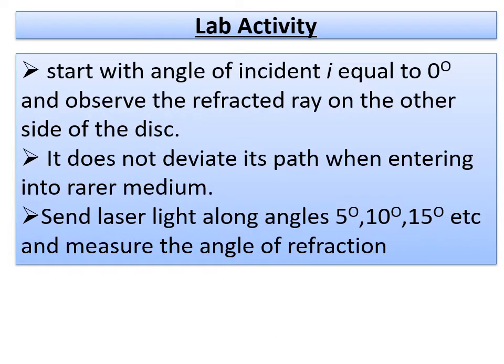Start with the angle of incidence equal to 0 and observe the refracted ray on the other side of the disc. It will not deviate its path when entering into the rarer medium because we know that angle of incidence is 0. Angle of refraction also will be 0, whether it is air to glass or glass to air. And using laser light, send the laser light along 5 degrees, 10 degrees, 15 degrees, etc. and measure the angle of refraction for each angle of incidence.